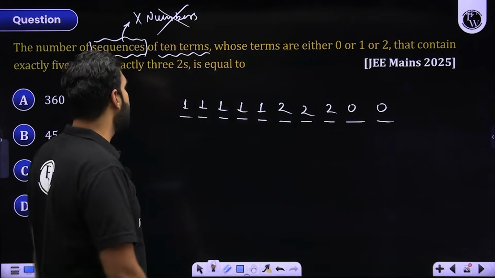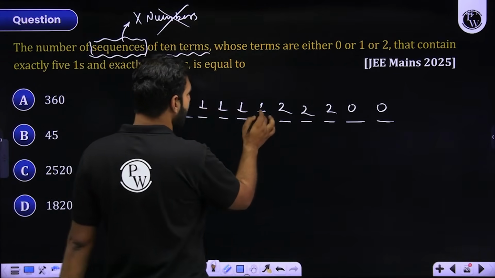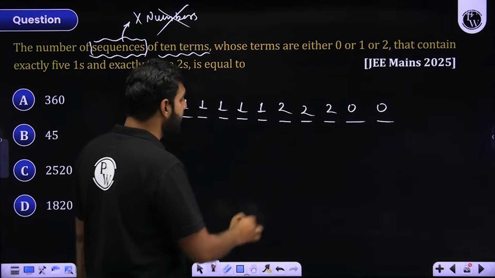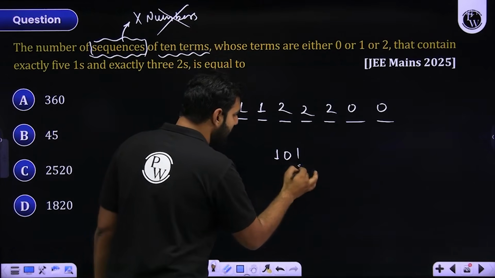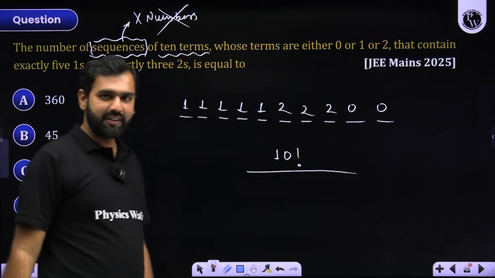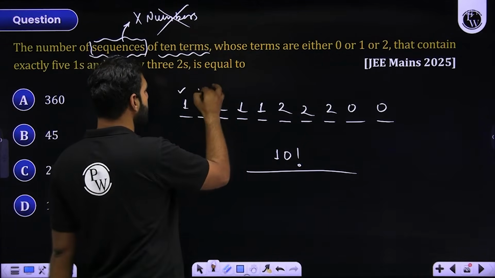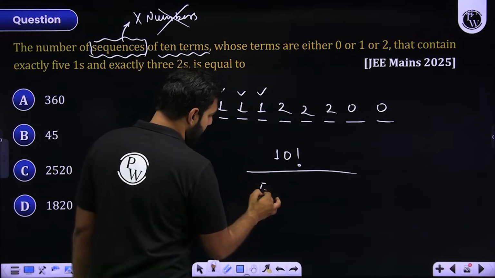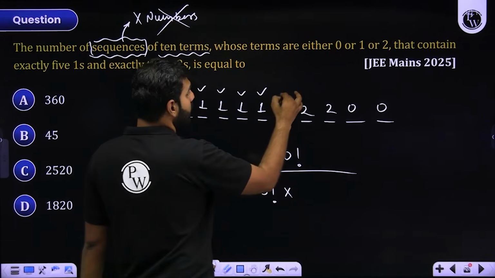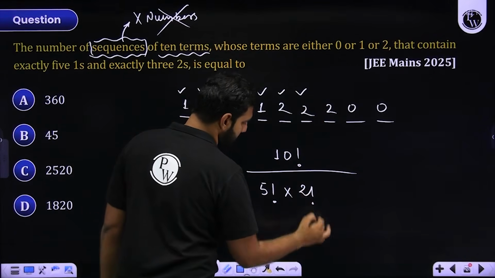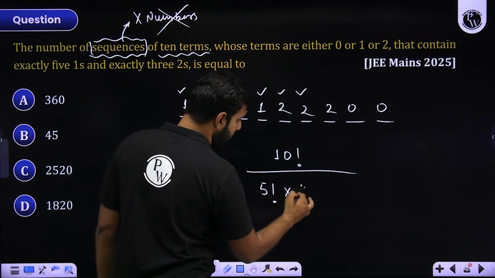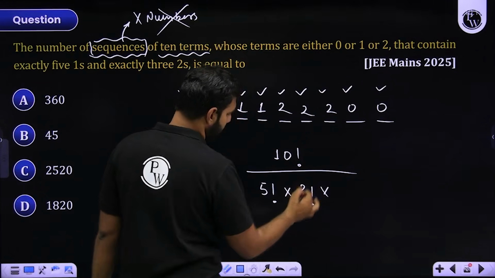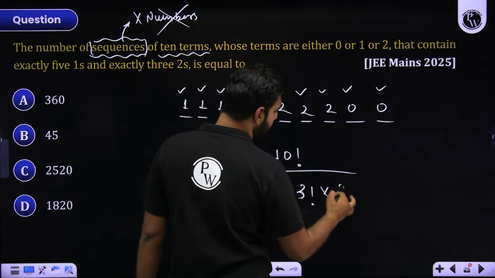So here, I'll say I have 10 digits. So 10 digits can be arranged in how many ways? I'll say it's 10 factorial ways. Out of these 10 factorial ways, 1 is appearing 5 times, and 2 has appeared 3 times, I'm really sorry. And 0 has appeared 2 times.